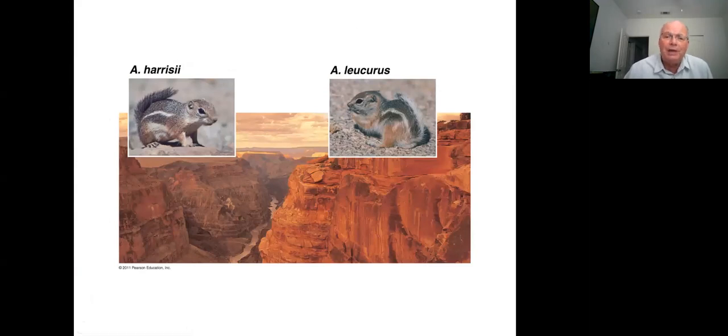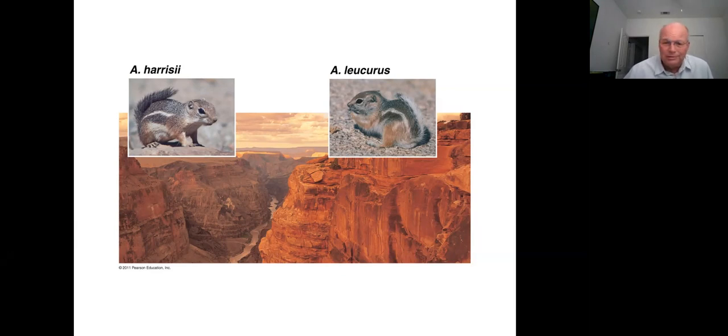There are two species of ground squirrels that live in the Colorado Plateau region, through which the Grand Canyon has been carved by the Colorado River. We talk about the south rim and the north rim of the canyon, but you've got a northern plateau and a southern plateau. And there are two species of ground squirrels that live in these two regions. They are recognized as two separate species because the canyon represents a very real geographic isolation mechanism.